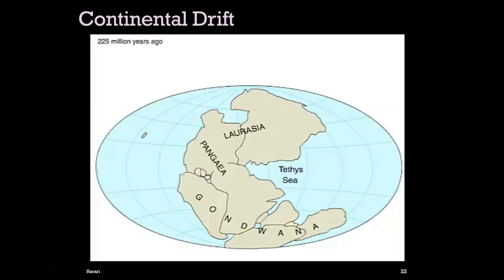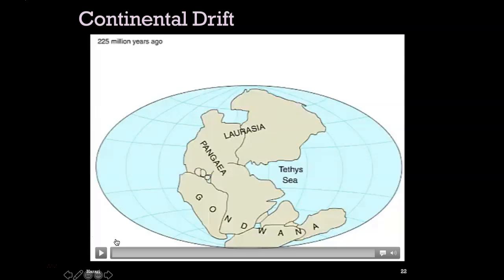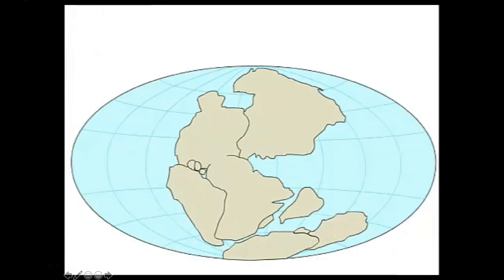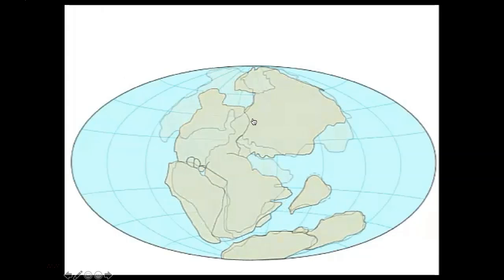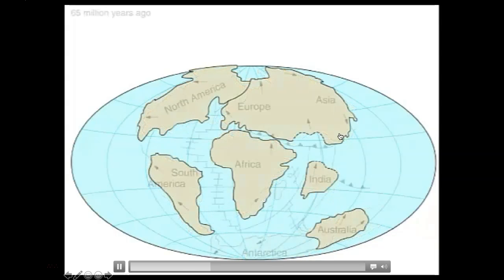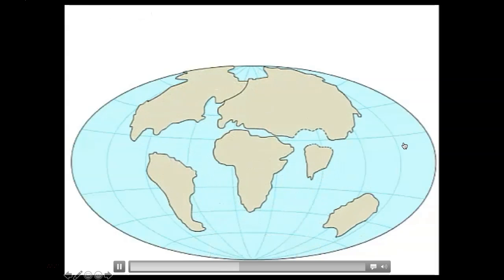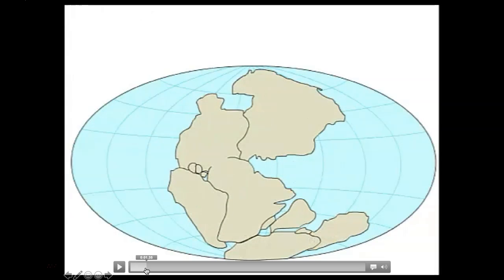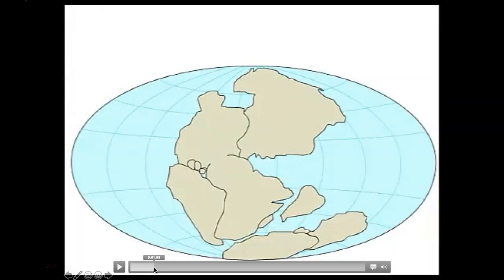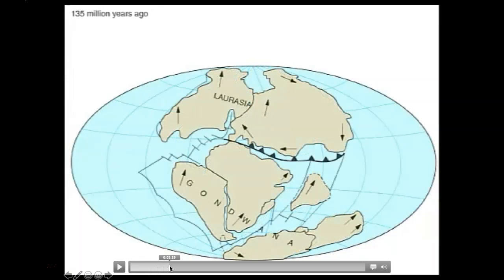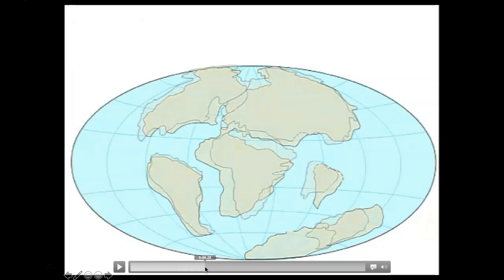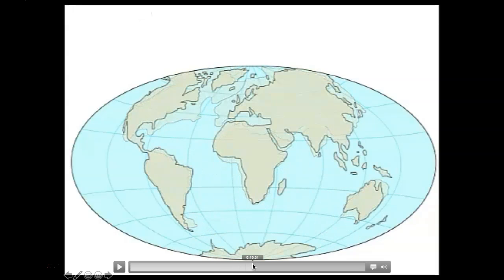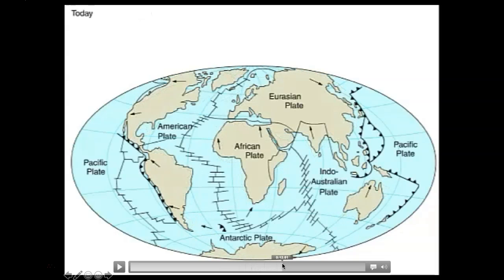So let's watch a quick animation. This shows the drift over time from Pangaea, which was one big supercontinent, into today, how we have the 7 continents. Again, let's just go through that slowly. So that is continental drift.